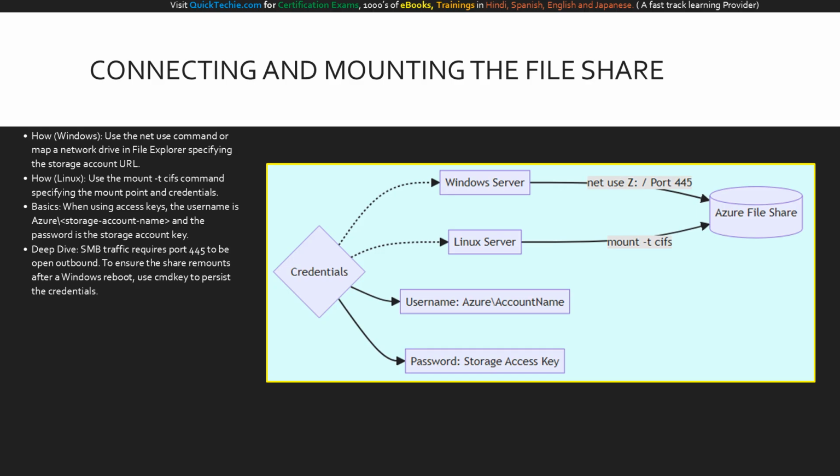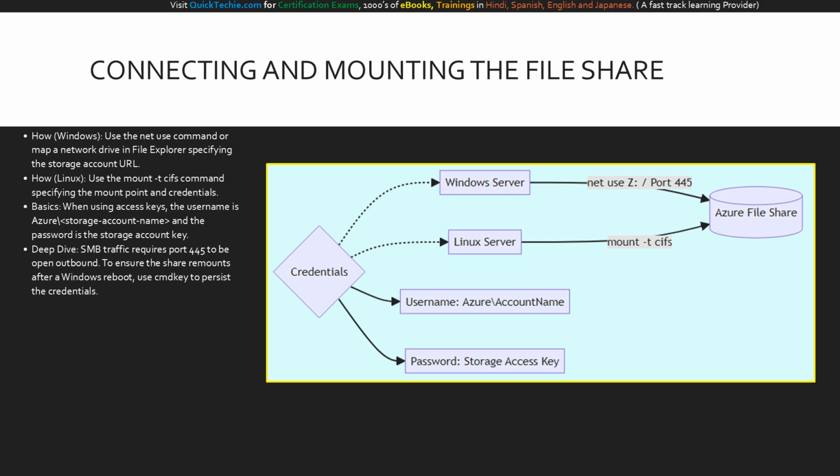For a technical deep dive, there are 2 common gotchas. First, the SMB protocol requires port 445 to be open for outbound communication. If your ISP blocks this, the mount will fail. Second, to ensure a Windows server automatically reconnects to the file share after a reboot, you must use the cmdkey utility to persist the credentials in the Windows Credential Manager.